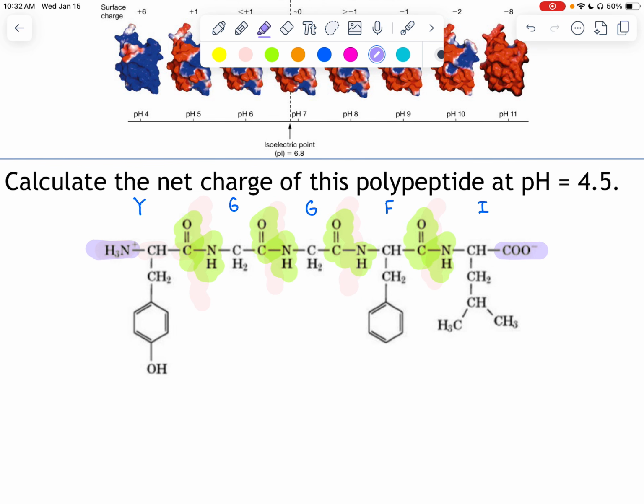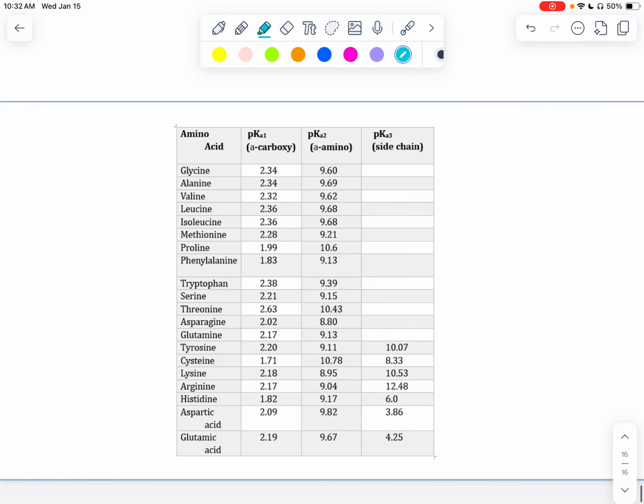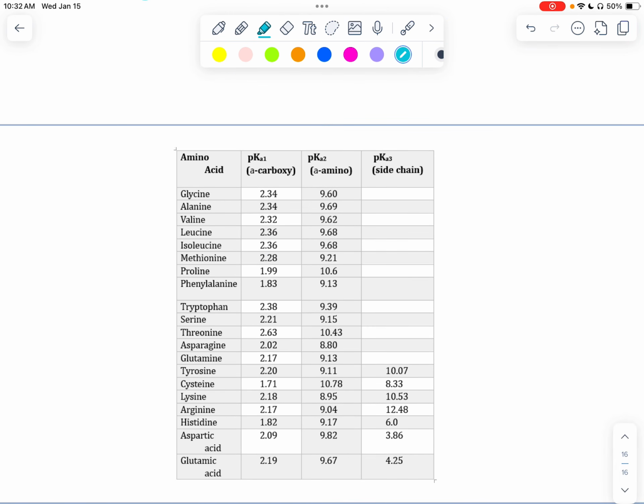Well, when I look at this, lysine is not going to form a charge. Phenylalanine doesn't form a charge. Isoleucine doesn't form a charge. The only one that could be protonated or deprotonated is the tyrosine. And if you wanted to check that, you can come down and look at your pKa table and say, oh, look at that. Tyrosine does have a third pKa versus, say, isoleucine does not.